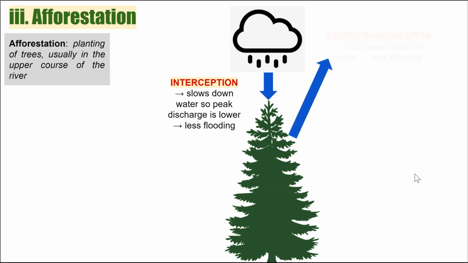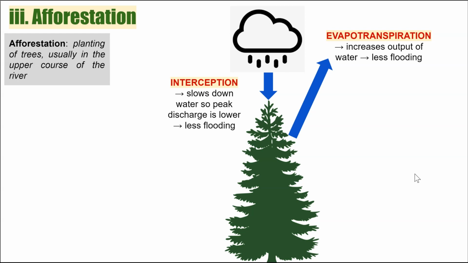The other thing is that it increases evapotranspiration, because as the water is just resting on the leaves there for a while, maybe the sun comes out and maybe it evaporates back off before it even reaches the ground and heads to the river. And of course the trees take up water via their roots, that's your transpiration. Put them together, and as well as slowing down the flow.